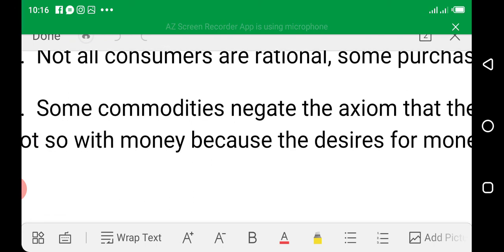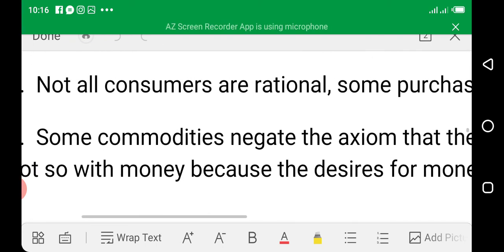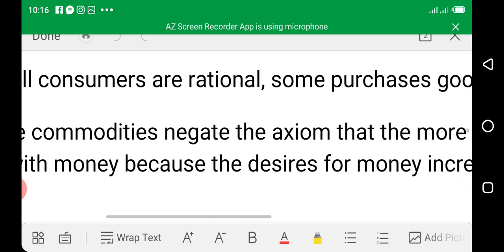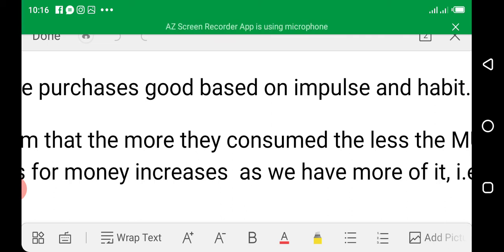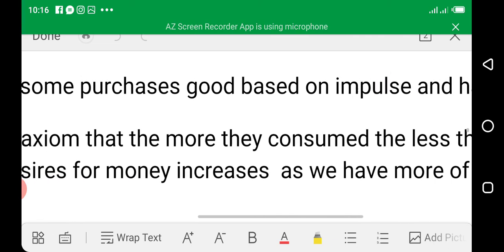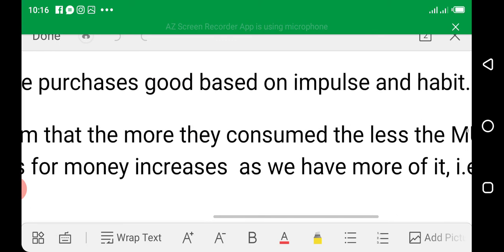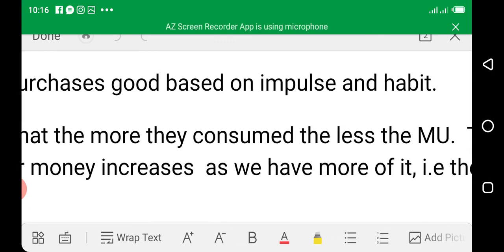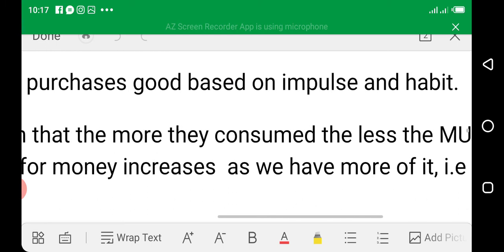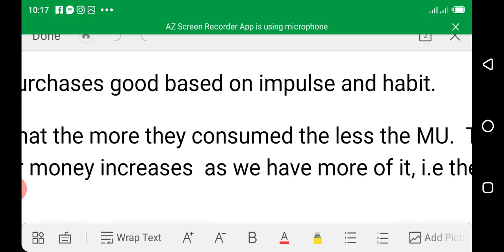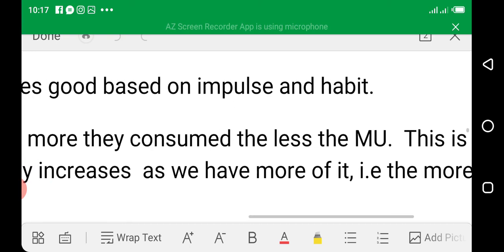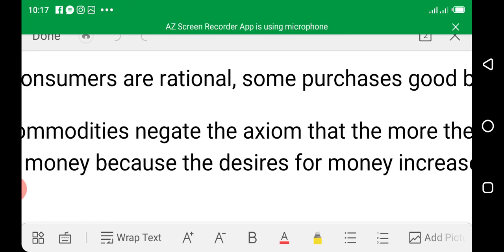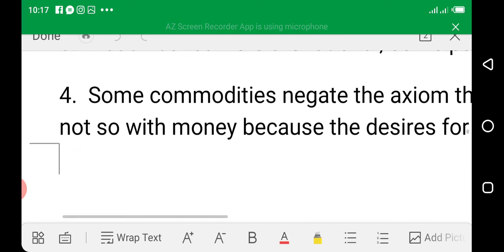Number 3, not all consumers are rational. Some purchase goods based on impulse and habit. Impulse buying here is a kind of purchase that is not planned for, made without thinking carefully, and this might lead to the waste of money. And habit, it has been in the blood that the person just likes to buy things unnecessarily, whether it is useful or not useful for him or her.